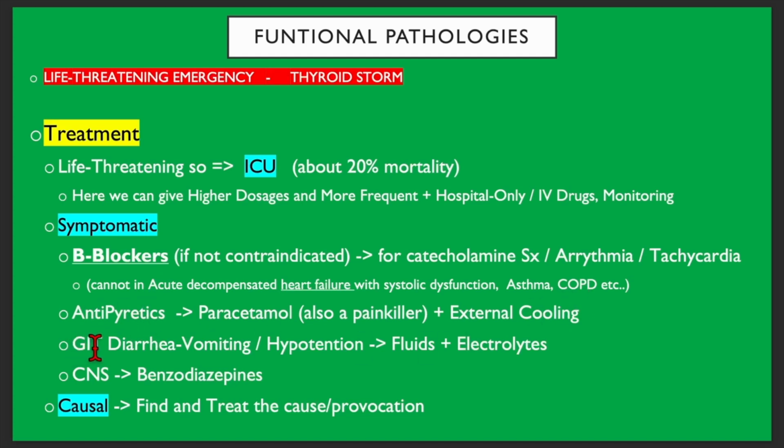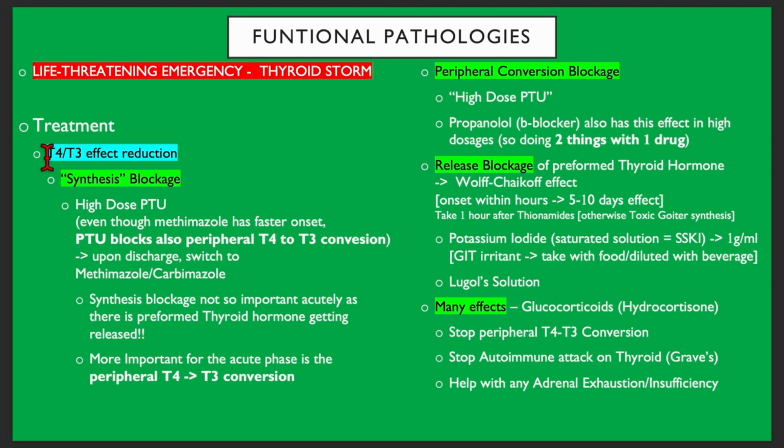For the GIT symptoms and hypotension, dehydration, you can give the fluids, correct the electrolytes. And then for the CNS symptoms, you can give benzodiazepines. This is to relax the brain, to calm the brain. Treat the cause or what was the provocation, and then move on to removing the effect of the thyroid hormones from the body. So we have different ways to do it.